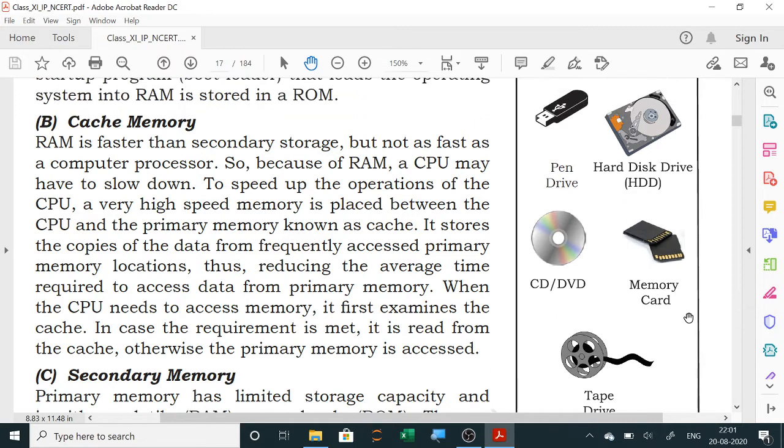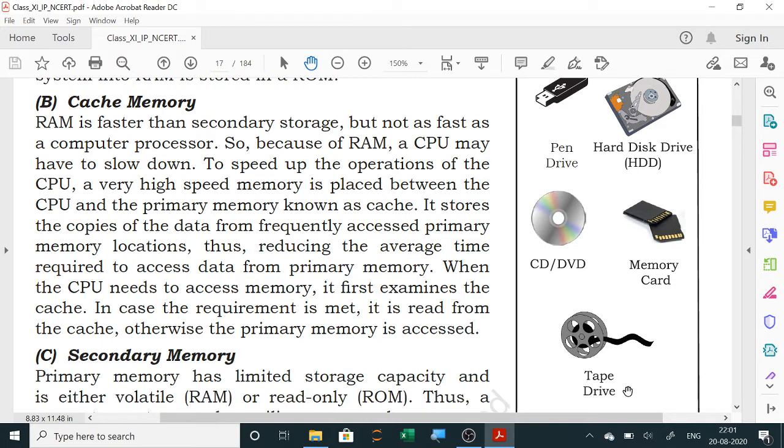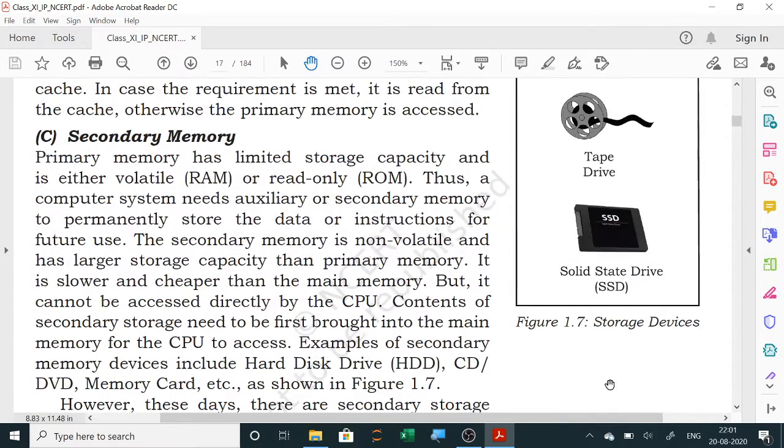Now next is your secondary storage devices. Now here you can see all the pictures of secondary or permanent storage device. So secondary storage devices are pen drive, hard disk, CD, DVD, memory card and tape drives. So we will go through this.